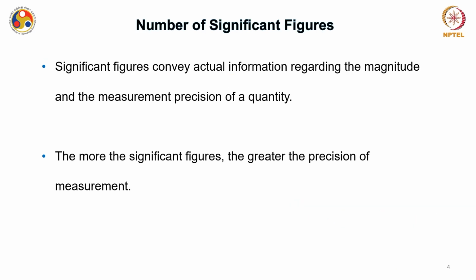Similarly, if you talk about significant figures, we all know that they convey the actual information regarding the magnitude and the measurement precision of a quantity. So, the more significant figures, the greater the precision of the measurement. This is basically the mathematical indication of precision in several instruments. We will talk about this in more detail when we discuss the actual results from an instrument. We are just overviewing the static characteristics so that we are on the same page when we talk about different instruments.